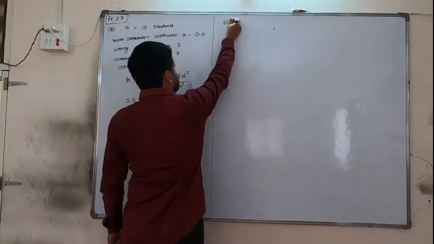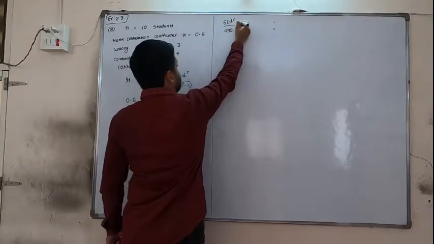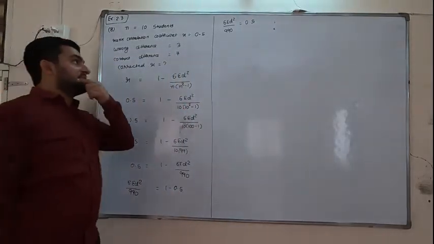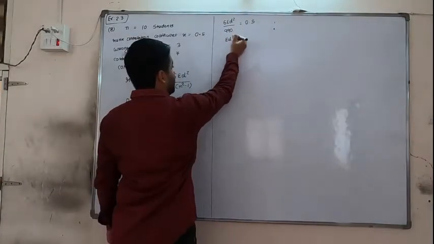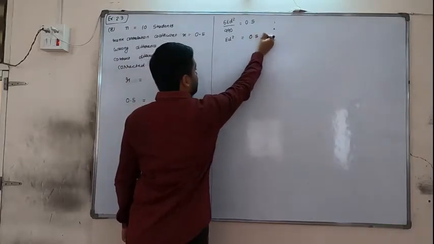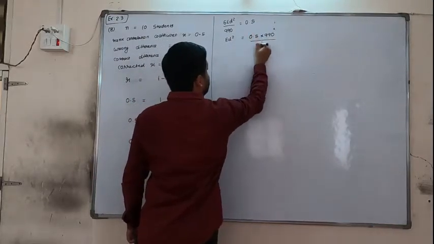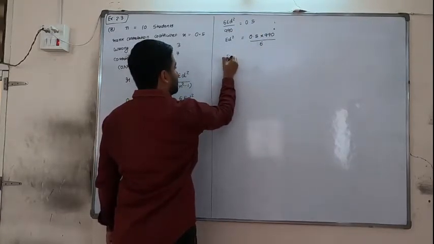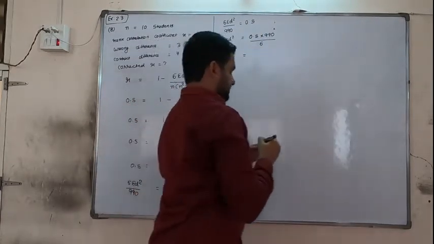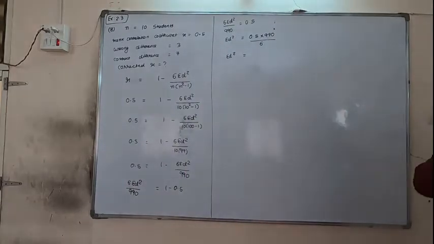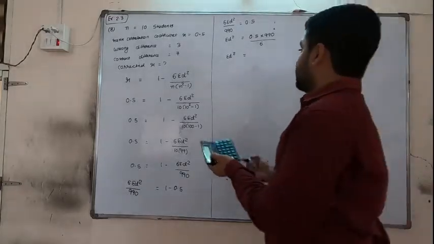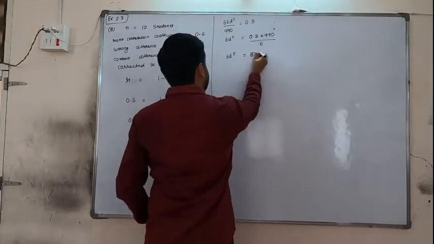So now 6 sigma d square divided by 990 is equal to 0.5, because 1 minus 0.5 is 0.5 only. So sigma d square is equal to 0.5 multiplied by 990 and divided by 6. This will go in multiplication and this multiplication will go in division. So sigma d square is equal to 0.5 into 990 by 6, that is 82.5.